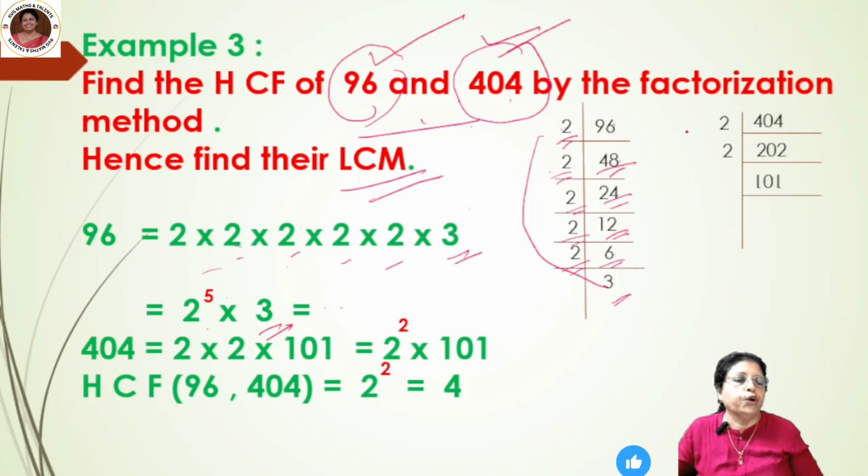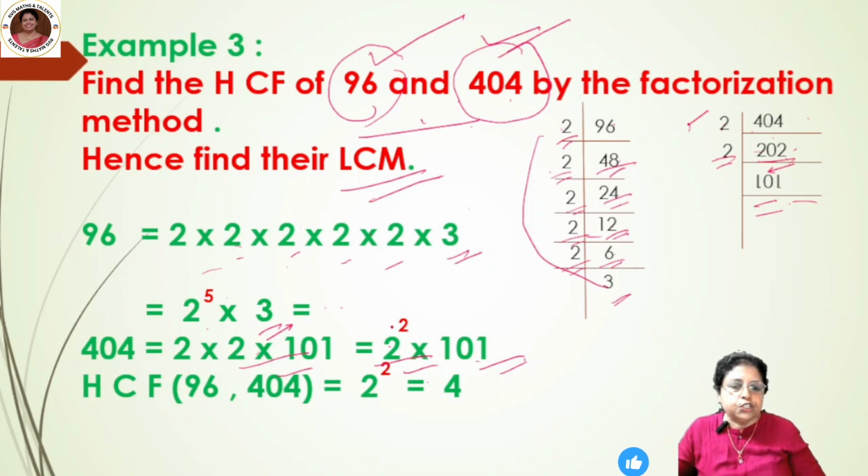Then next, 404. We divide this 404 by 2, then you will get 202. Again 202 divided by 2, you will get 101. Then 101 is a prime number. So 404 is 2 times 2 times 101, that is 2 squared times 101.